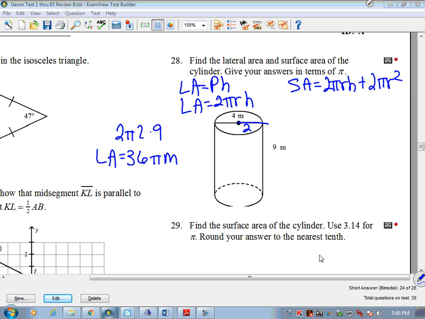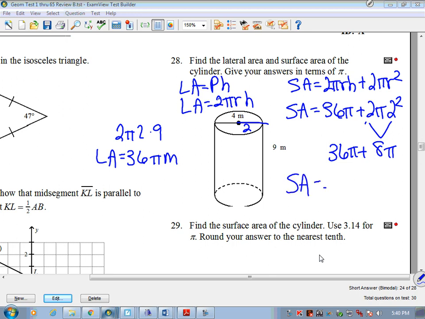Now surface area, I already know that I've got 36 pi, so I don't have to do all that work again. So I got 36 pi, and I've got 2 times pi times 2 squared. So this is going to come down. I've got 4 times 2, which is 8. So I've got 36 pi plus 8 pi. So my surface area should come out to 42 pi meters squared. And this is meters squared because both of them are area.